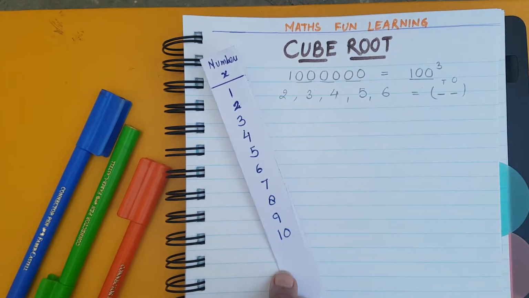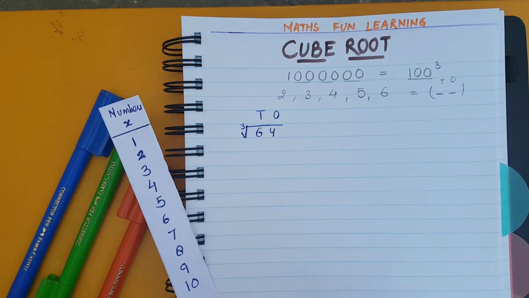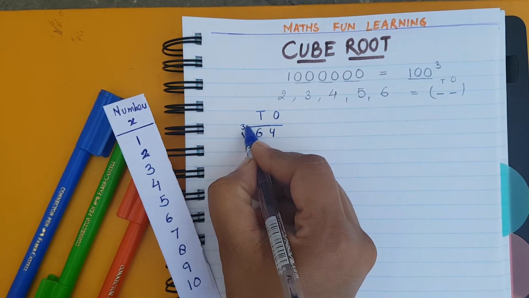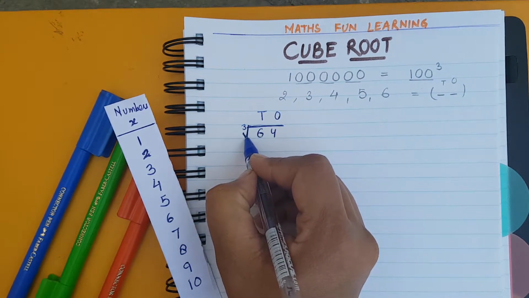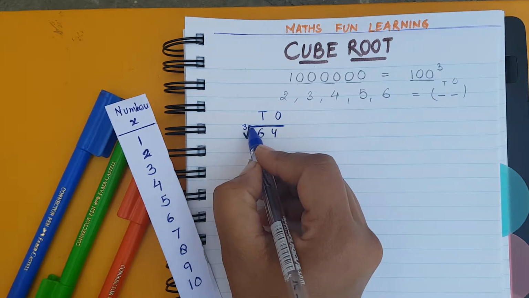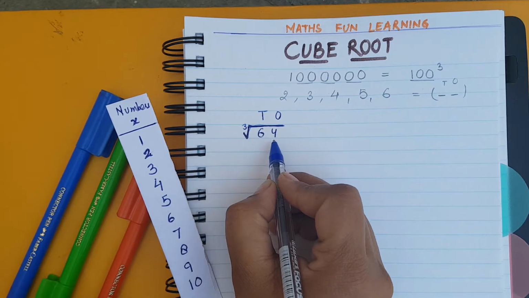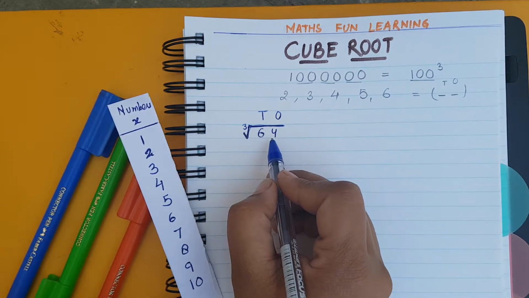So let's start with the 2-digit number. Yes, so here is my two-digit number. We are going to find out a cube root. This is the radical sign and this is the 3. So it indicates we have to find out the cube root of this two-digit number.